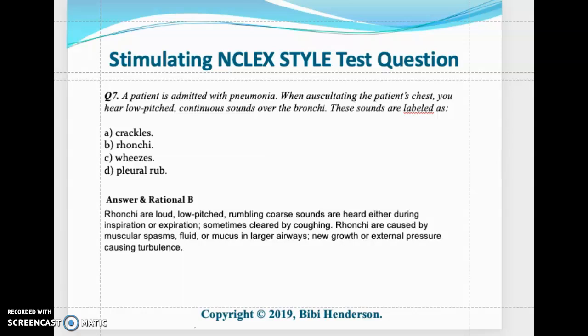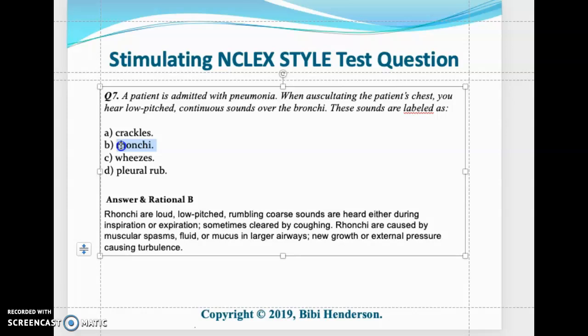Question 7 asks, a patient is admitted with pneumonia. When auscultating the patient's chest, you hear loud, pitched, continuous sounds over the bronchi. These findings are consistent with rhonchi. That's the correct answer, B as in boy. Rhonchi are loud, low-pitched, rumbling, coarse sounds heard either during inspiration or expiration.